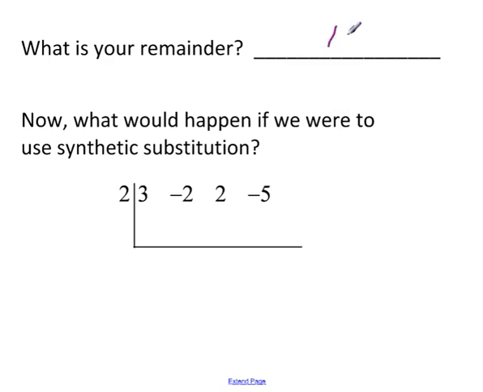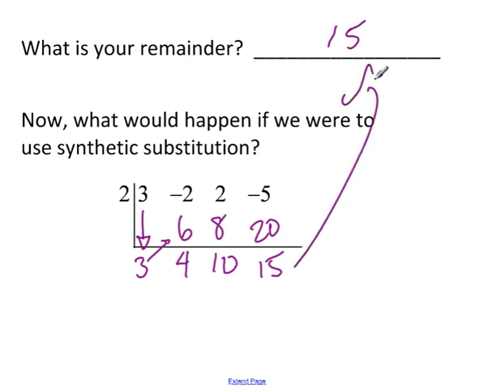So what was our remainder there? It was 15. So we're going to use our synthetic substitution. Remember that first number, we just bring it down. We go 2 times 3 to get our number that comes up here, 6. 6 minus 2 is our 4, times 2 is 8, makes 10, 20, and 15. And hey, look at that. The exact same number here at the back end. So our remainder theorem is just telling us that this number left over is our remainder.